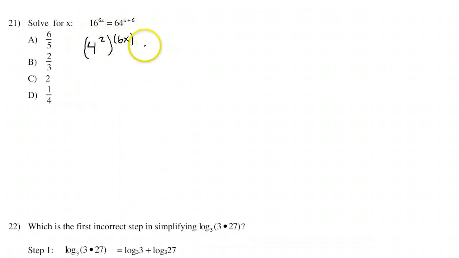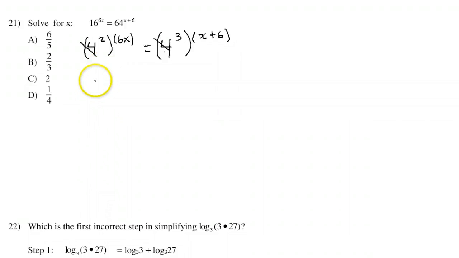And on the other side, I can rewrite 64 as 4 to the 3rd power, because 4 times 4 is 16 times 4 is 64. But that's also still raised to the x plus 6 power. But the reason why this works is as soon as I see that, oh, they have the same base, we can just set the exponents equal to each other. Those bases on both sides just cancel out.